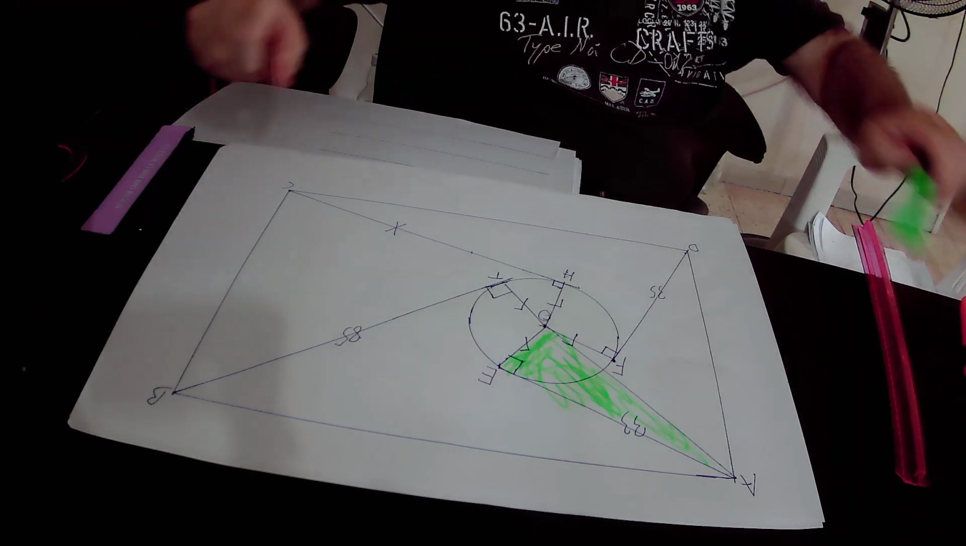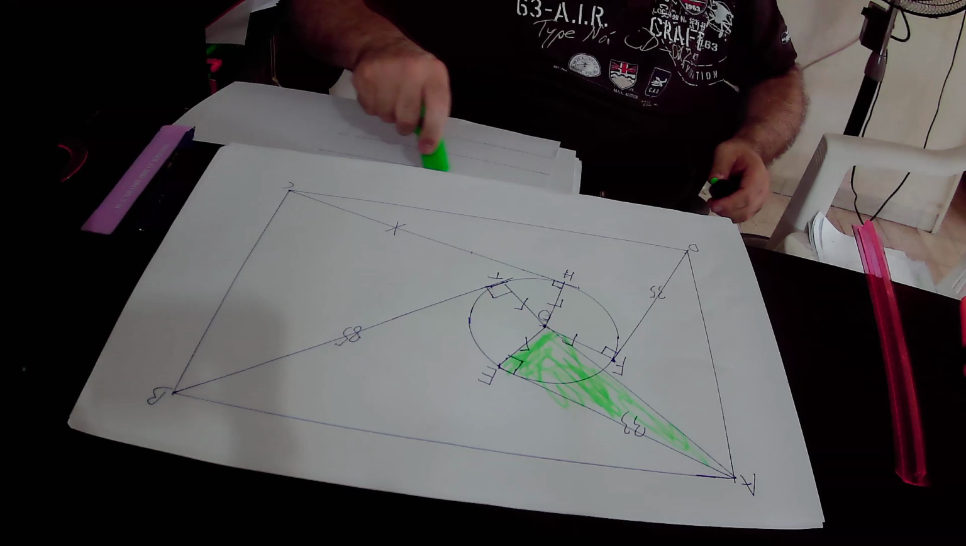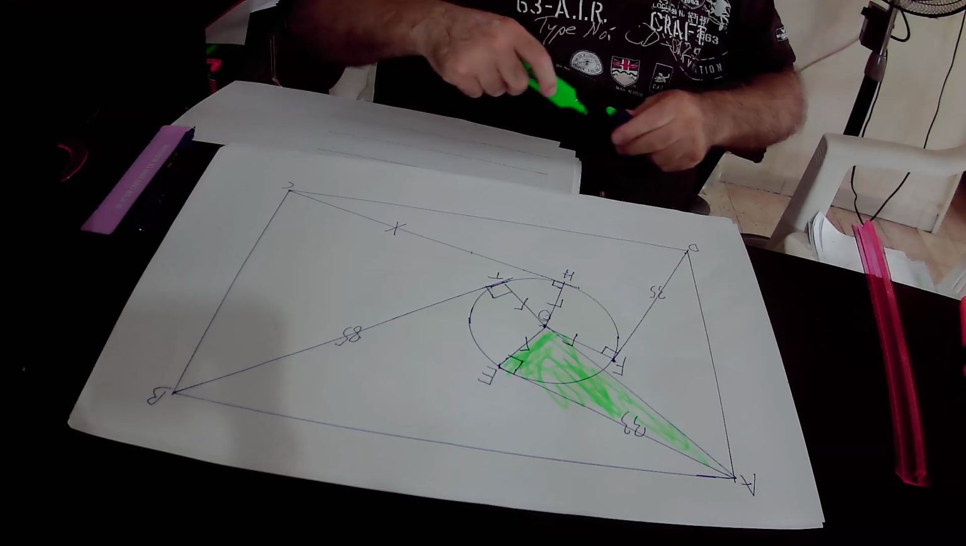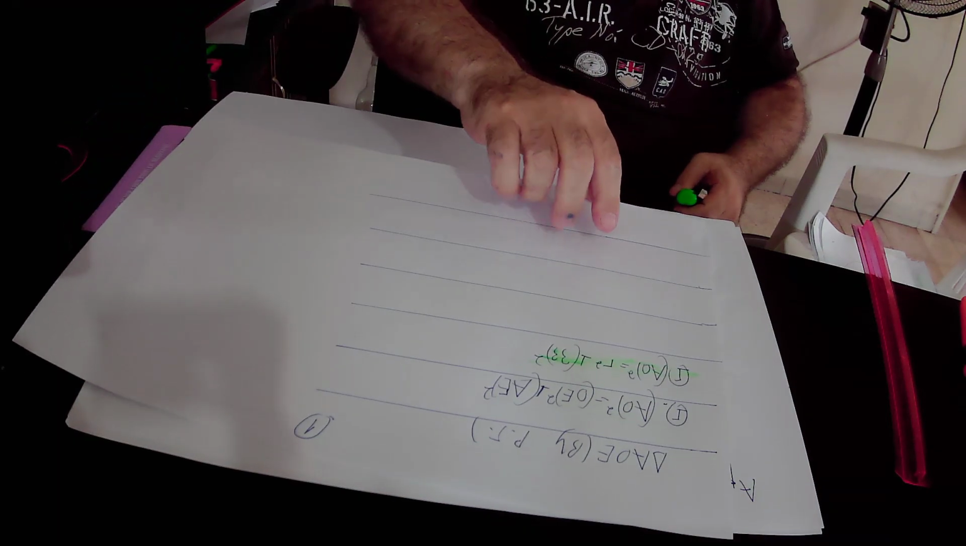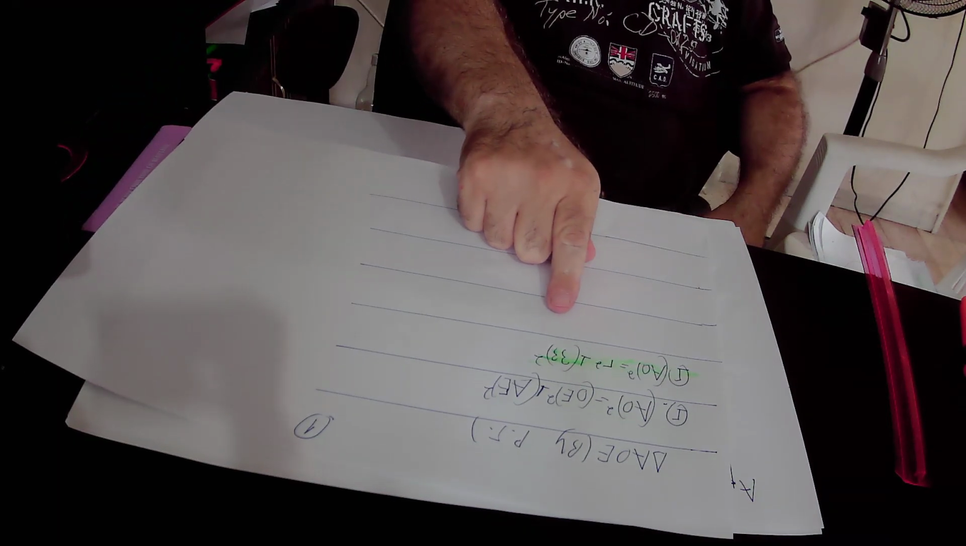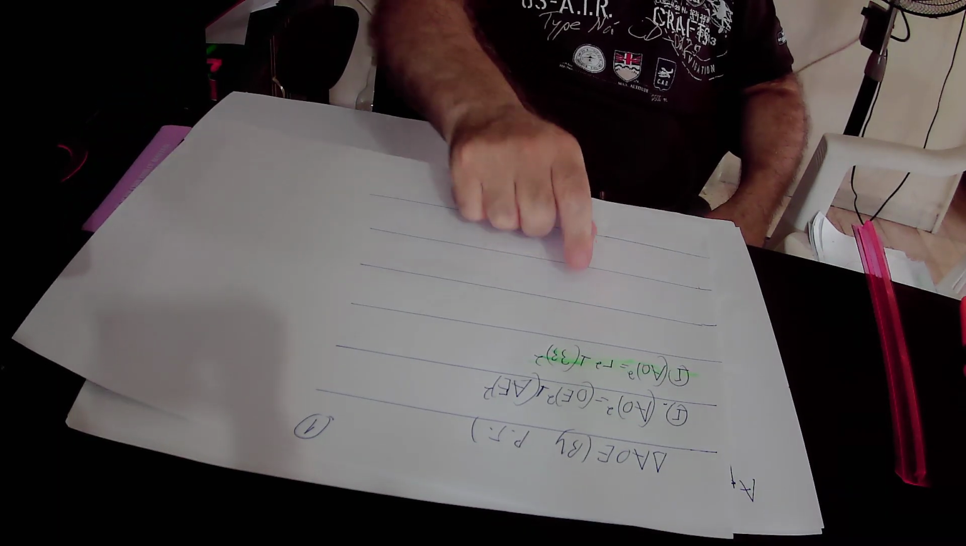So, in conclusion, we found out that according to equation number 1, AO square equals R square plus 33 square.